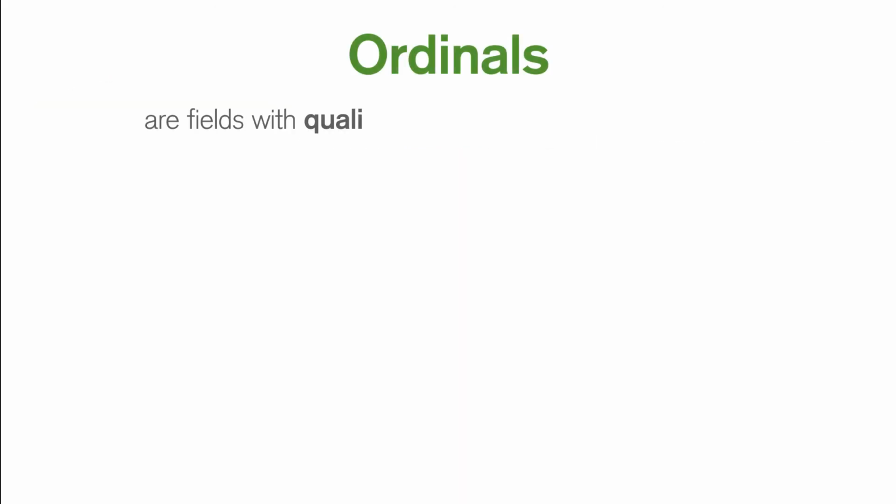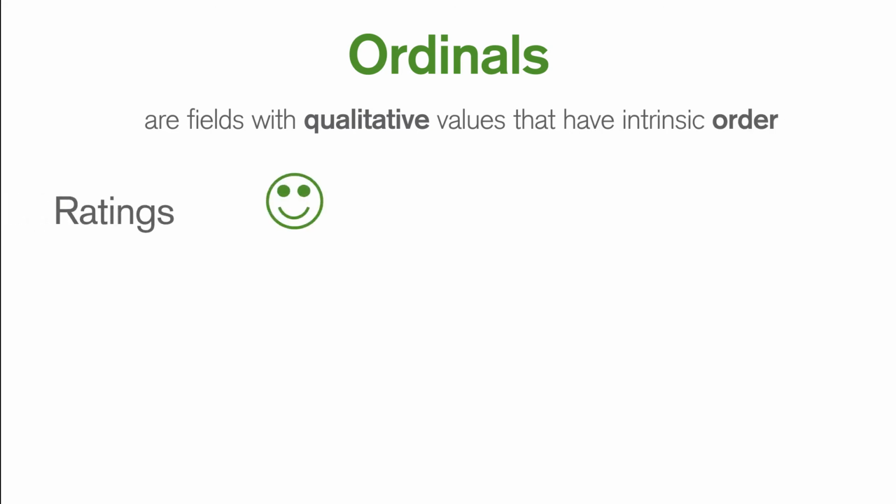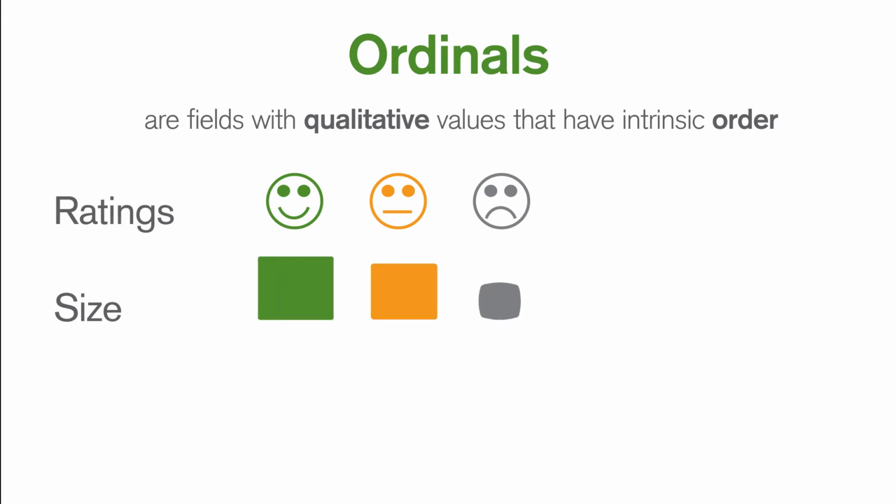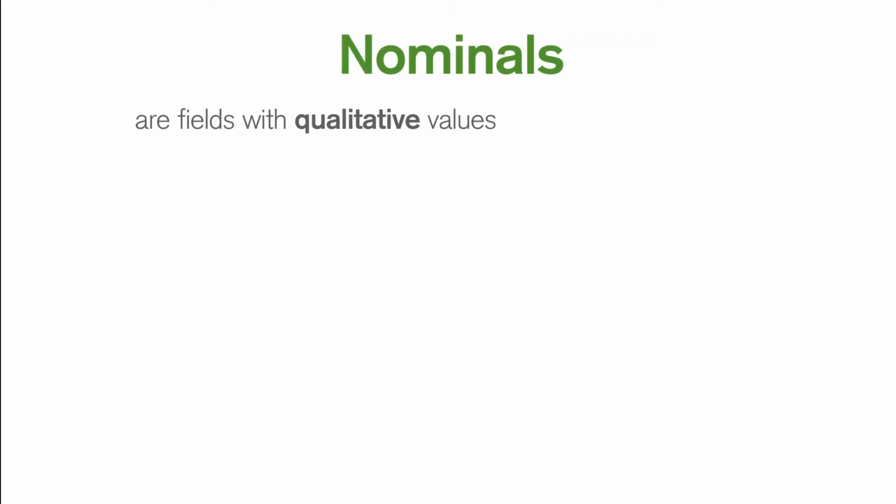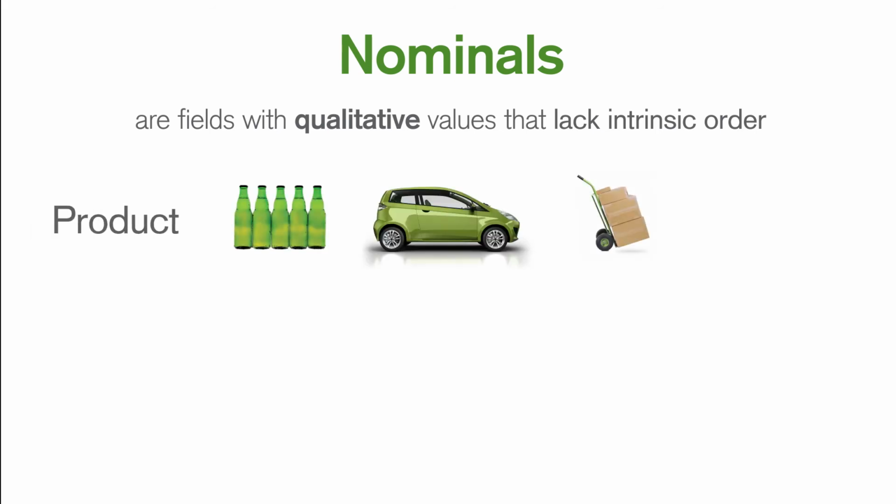Ordinals are fields with qualitative values that have intrinsic order. For example, ratings, such as satisfied, neutral, or unsatisfied, which have no numeric meaning. Or size, like large, medium, and small. Or position. Nominals are fields with qualitative values that lack intrinsic order, such as product or customer, and so on.